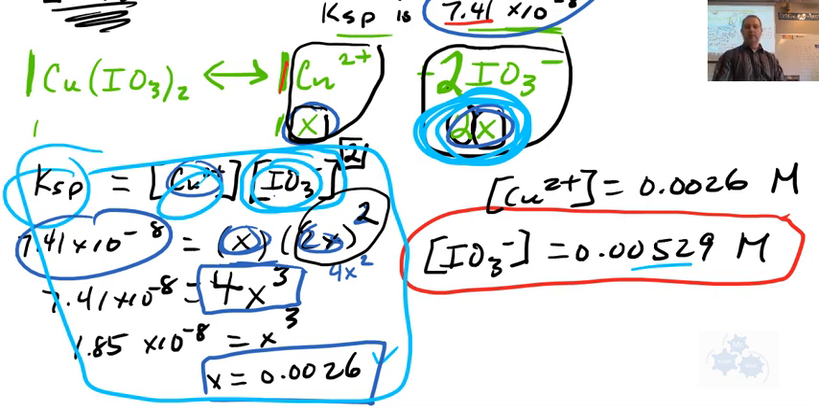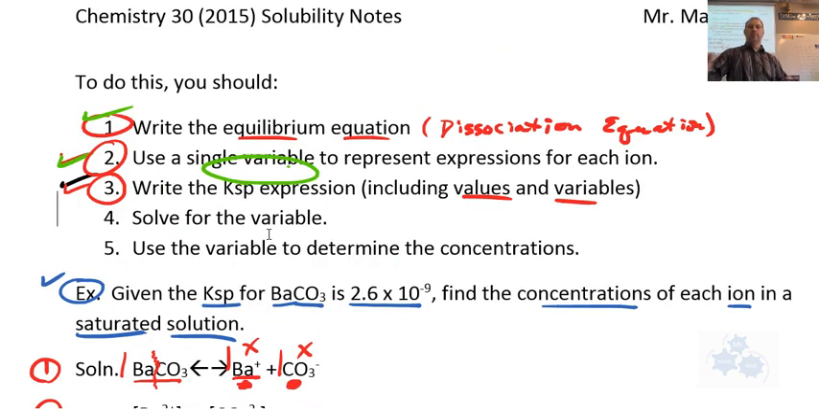Yes. We'll go back to those steps. So here are the steps again. If you want to finish copying those down, that's how you solve these questions.